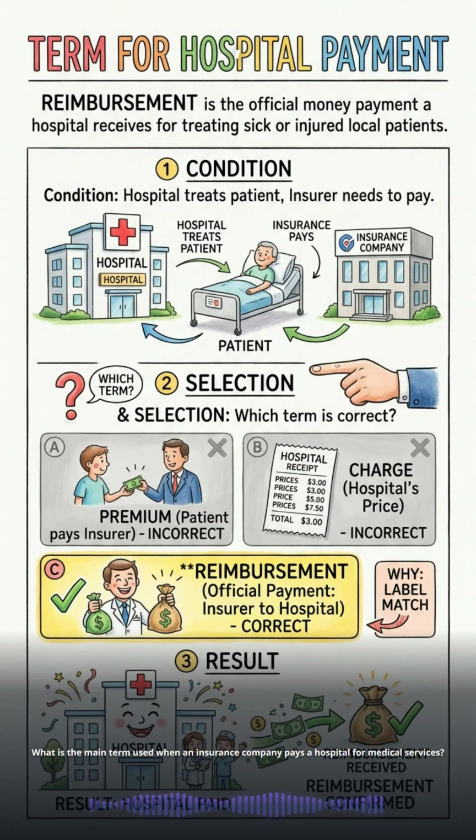42. What is the main term used when an insurance company pays a hospital for medical services? Reimbursement is the official money payment that hospitals receive for treating sick or injured local patients. Facilities need this steady payment cycle to pay nurses, buy supplies, and keep the lights on.